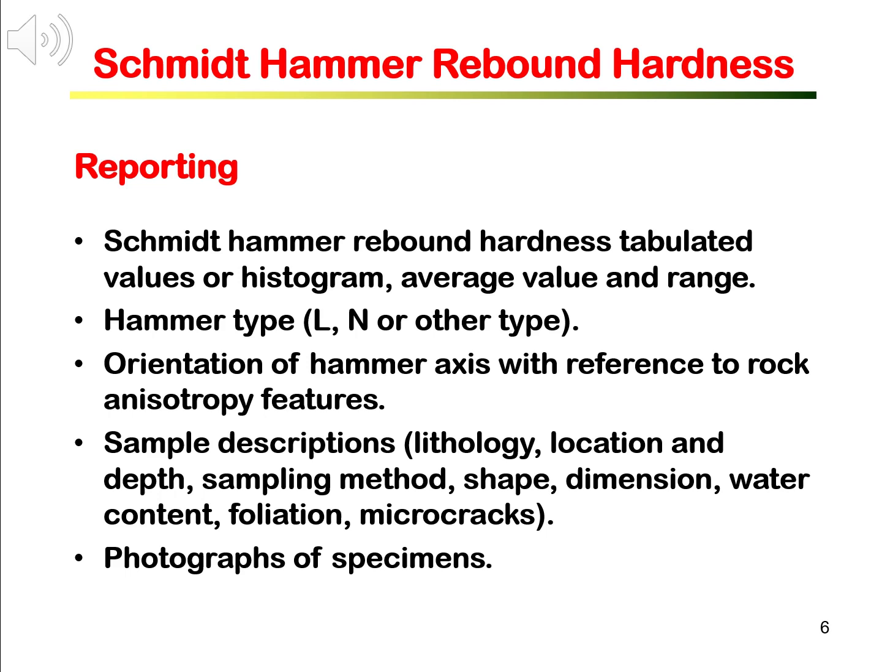Sample descriptions must be provided in the report, including rock lithology, sample locations and depths, sample shape, dimension, water content, foliations, or any anisotropy. Orientation of hammer axis with reference to the rock anisotropy features must be clearly stated. It is always good to have photographs of specimens and the test apparatus.